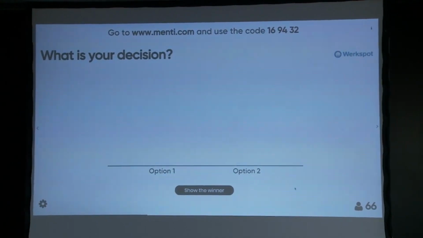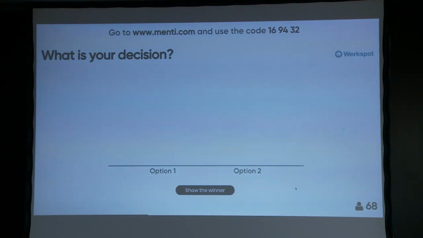Seems like a more difficult decision. I like watching how quickly the numbers go up, because the more slowly they go up, apparently the harder the decision is to make. This one's really slow. Let's go, see what you do.